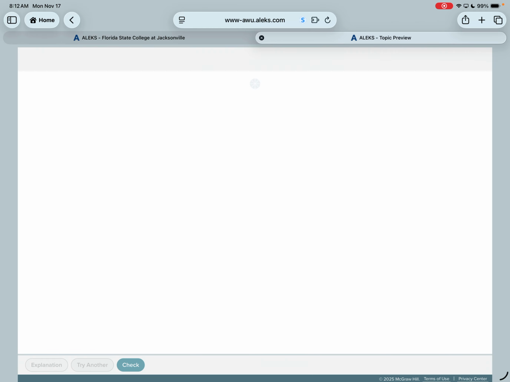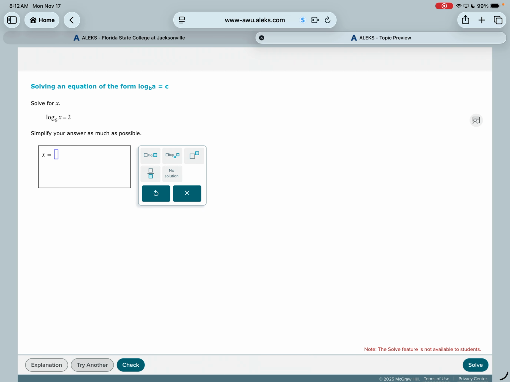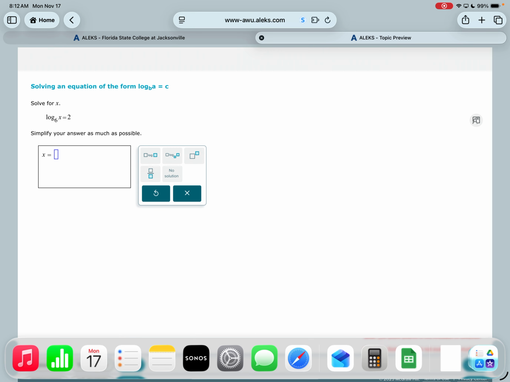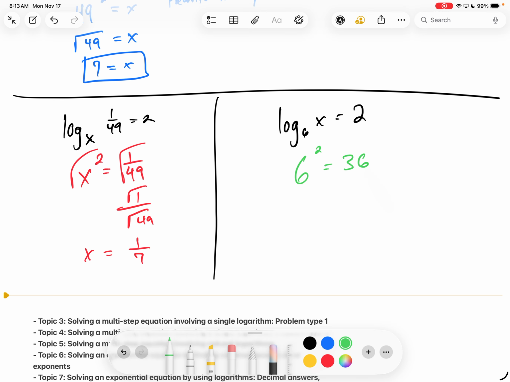I'm just trying to see if we get some different variations here. That's the same thing as we did on the first one, and the same as the second one. Let's look at this one: log base 6 of x equals 2. On this one, we do base 6, and the exponent is up there by itself. So 6 squared equals x, so x would be 36.